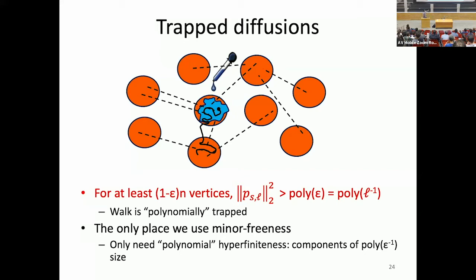So indeed, even if you didn't have minor freeness, if you just had some sort of polynomial hyperfiniteness, this result will work. So for example, a 3-dimensional grid is also polynomially hyperfinite, right? Except that you would get 1 over epsilon cubed size pieces. And so what we know is, in some sense, that maybe random walks can pull out the clusters from a hyperfinite decomposition efficiently.